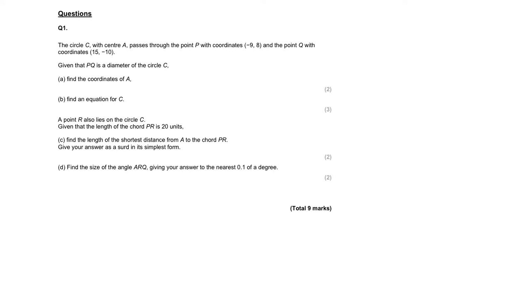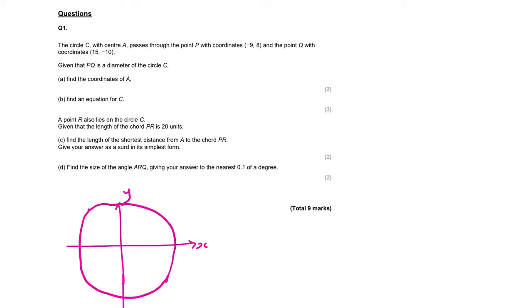Okay, so first of all, I'm going to draw this as a picture. We have my x and y. So 15, -10 is roughly here, and then -9, 8 is roughly here. Oh, it's a terrible circle. However, -9, 8, and 15, -10. So this is P and this is Q, and they actually pass through centre A. So that means I've got to find the midpoint of these two, haven't I?